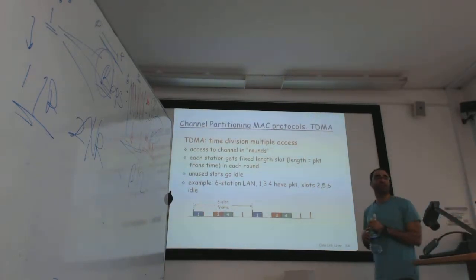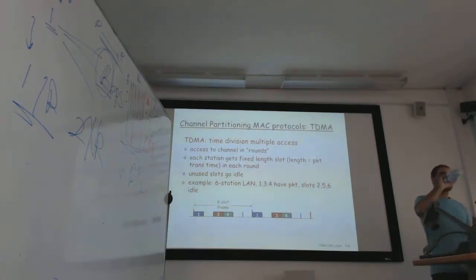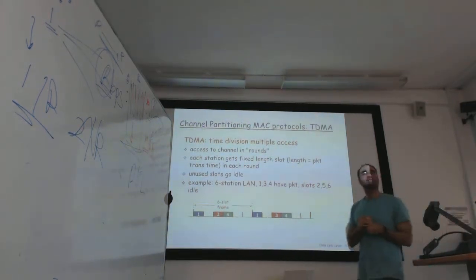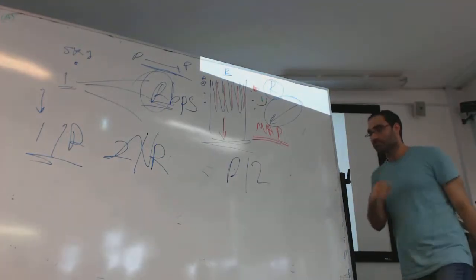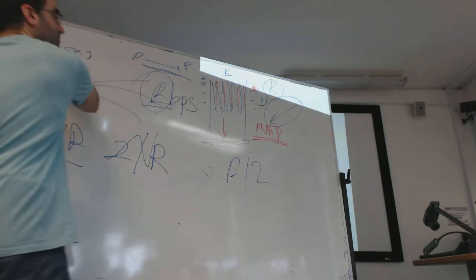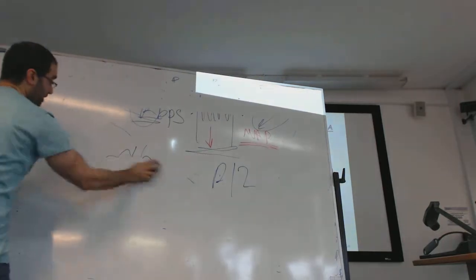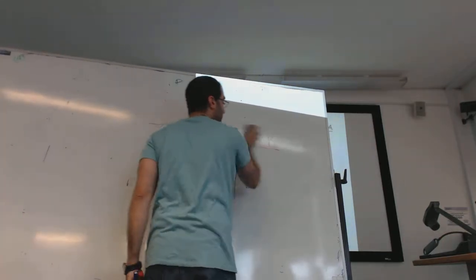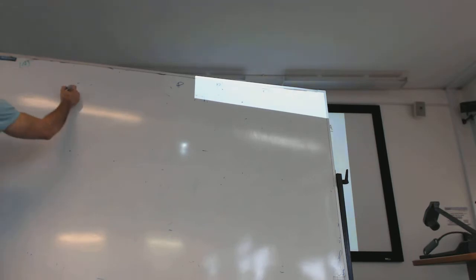Let's start with channel partitioning. We already described it, and I'm going to describe it again for those who don't understand it. Time division multiplexing. What does that mean? Anyone? Dividing by frequency or dividing by time, these are two different things. So when I say time division, what does that mean? So I have the channel. Let's assume the channel is drawn in this way.